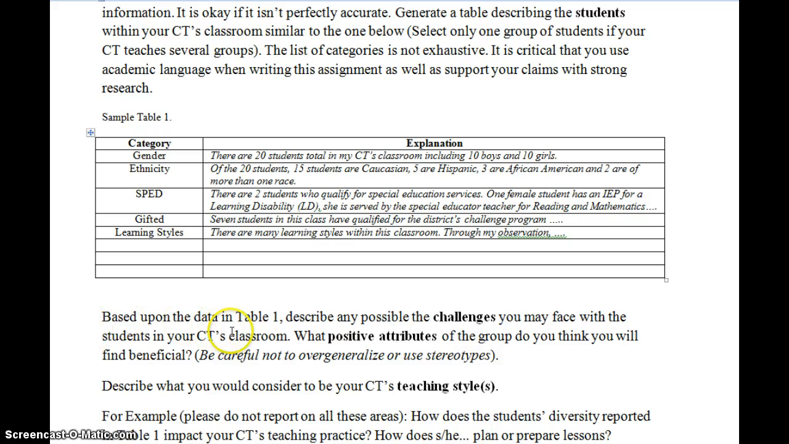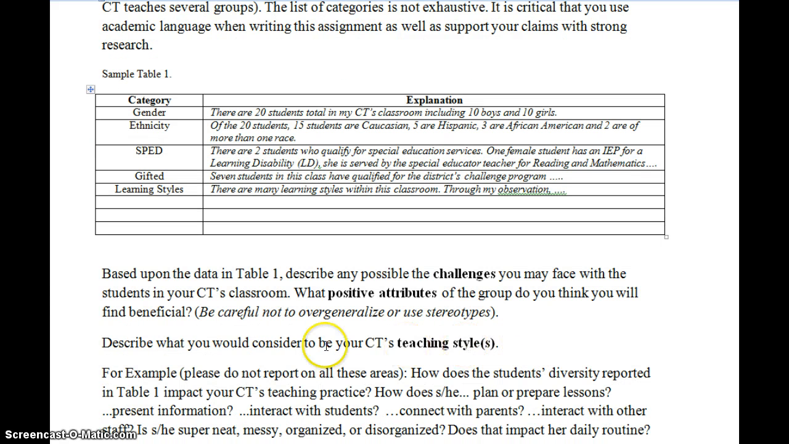In addition to the table, I'd like for you to describe any possible challenges you may face in your CT's classroom, as well as what positive attributes of the group you think you will find beneficial. Be careful here, as it says, not to overgeneralize or use stereotypes, and I think that we all can understand what that means. So just be careful there. I'd also like for you to describe what you would consider your CT's teaching style to be. So how does she teach? Is she a lecturer? Does she use lots of experiments? Are there any programs that he or she uses that you would want to make sure that you mention?